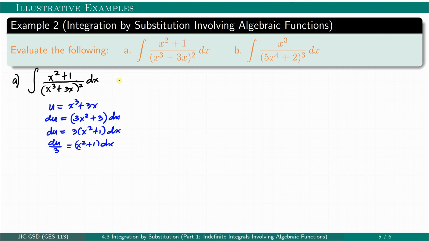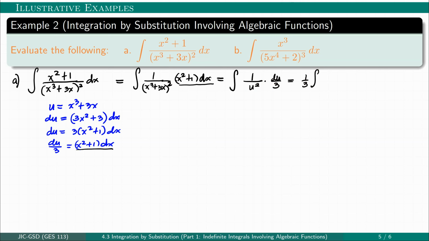So this will be equal to integral of 1 over x cubed plus 3x squared times x squared plus 1 dx, and this will be integral of 1 over, so x cubed plus 3x is just u, so this will be u, the power is 2 times, now x squared plus 1 dx is actually du over 3. So we can move the constant outside, that's 1/3, times the integral of 1 over u squared, but this can be written as u raised to minus 2 du.